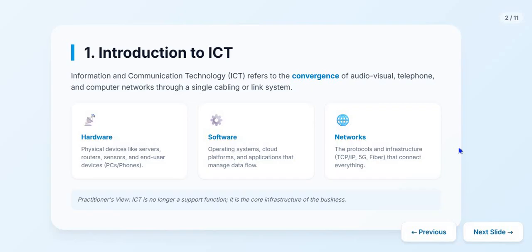What is ICT? In your current workplace, you might see it as just a laptop or an app, but ICT is actually the convergence of hardware, software, and networks. It is the nervous system of your organization. As a practitioner, you need to stop seeing ICT as a support department and start seeing it as the core infrastructure that allows your business to exist in the 21st century.